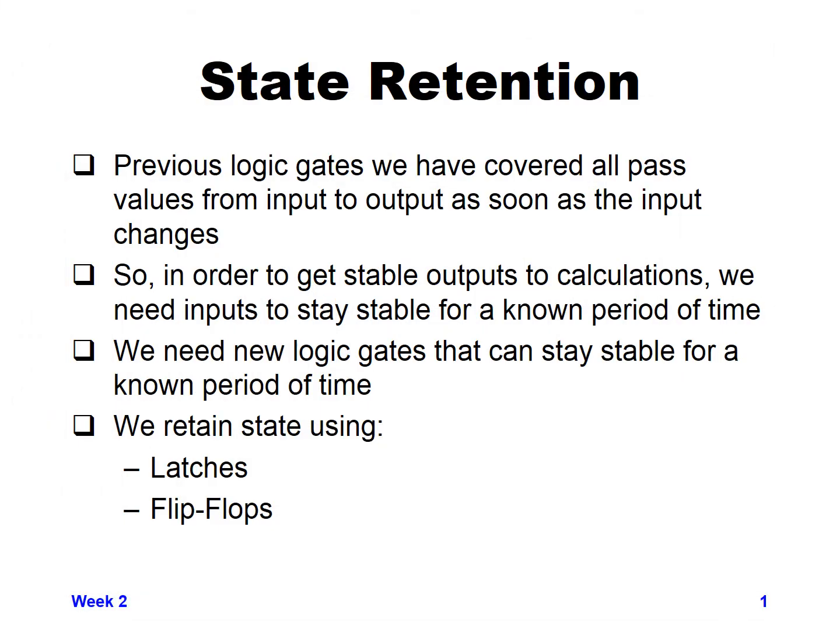In this next section, we'll go through what is called state retention. The previous logic gates that we have covered all pass values from the input of the logic gate to the output as soon as the input changes. So if we have a continuous changing of our inputs, the output's going to continuously change, and we're never going to know what the correct value is at any given time if we're trying to measure some calculation, for example.